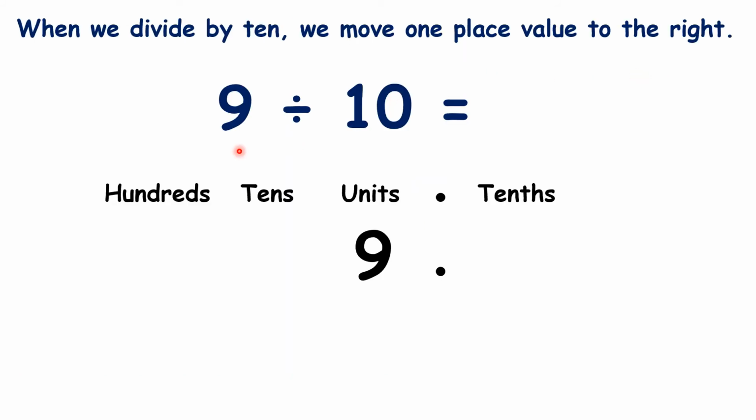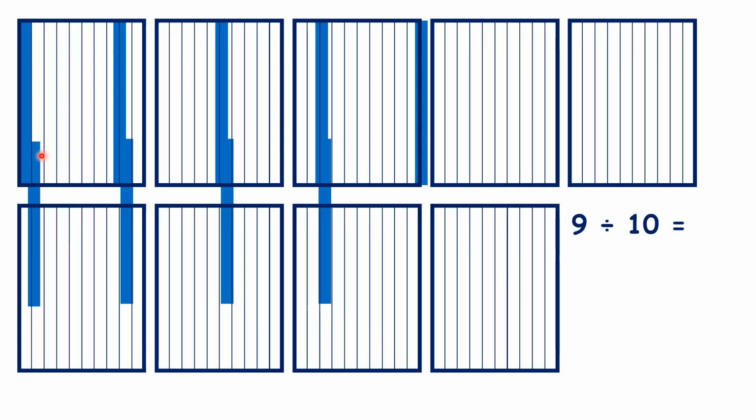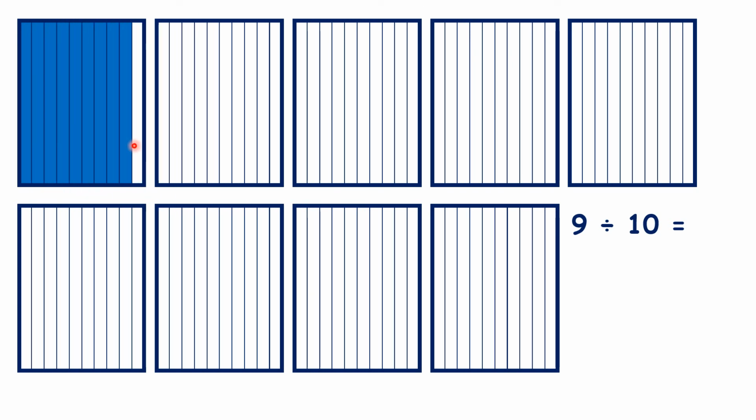And it's the same with 9 divided by 10. You get 0.9. So if you have 9 whole rectangles and keep only 1/10 of each one, you're left with 9 tenths, which we write 0.9.